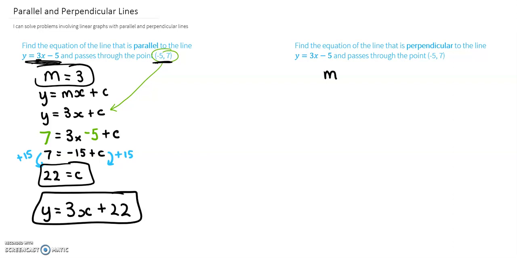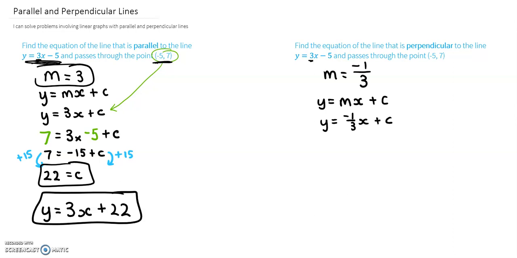And this time it's perpendicular, so we're going to have to find the negative reciprocal. The original line has a gradient of 3, so the perpendicular line will have a gradient of negative 1 over 3, the negative reciprocal. And now we can follow pretty much the exact same process we did before by subbing into the equation to find c, and then we can get the final answer. So let's do that again. And each time I'm just going to write mx plus c to remind myself of the original form of the equation. I'm going to put in my m.